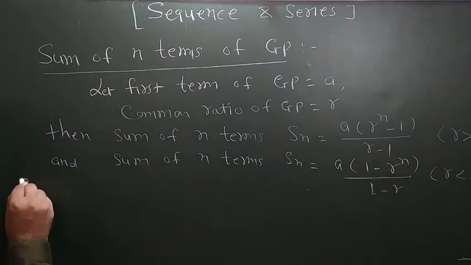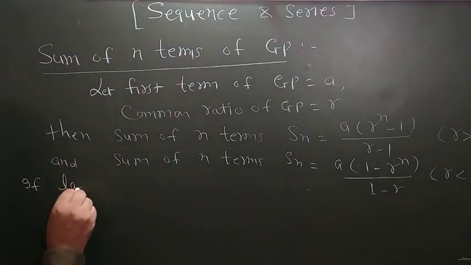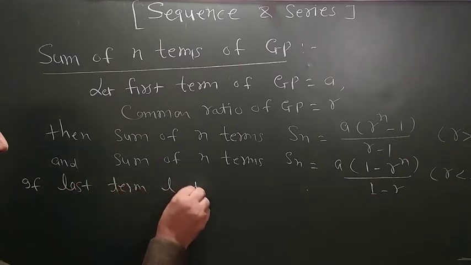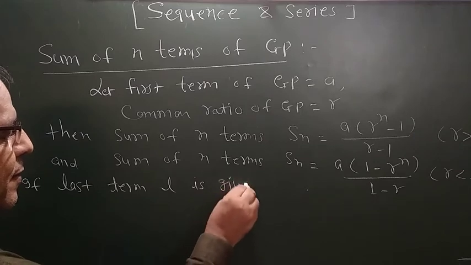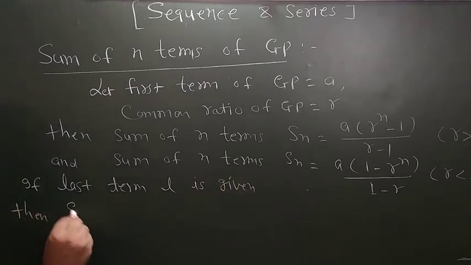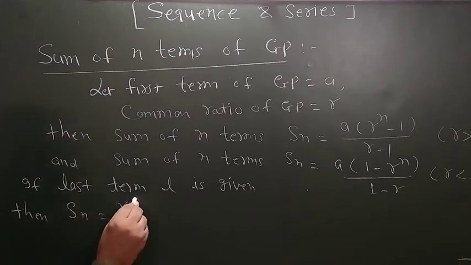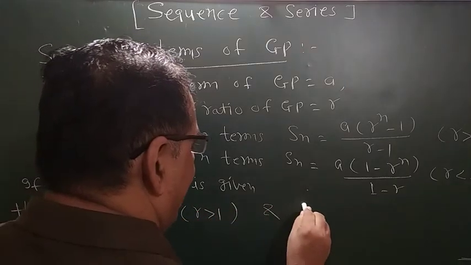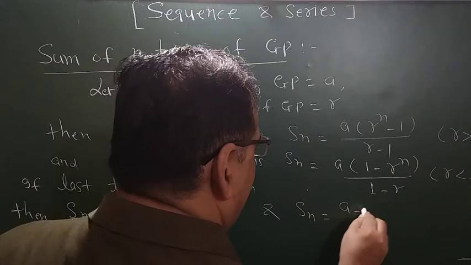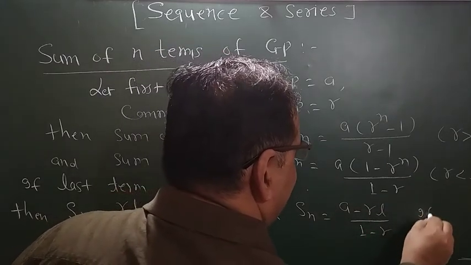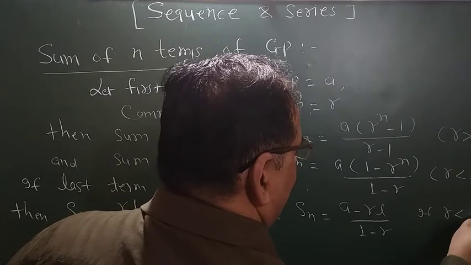If the last term L is given, then the formulas are Sn equals (RL minus A) upon (R minus 1) if R is greater than 1, and Sn equals (A minus RL) upon (1 minus R) if R is less than 1.